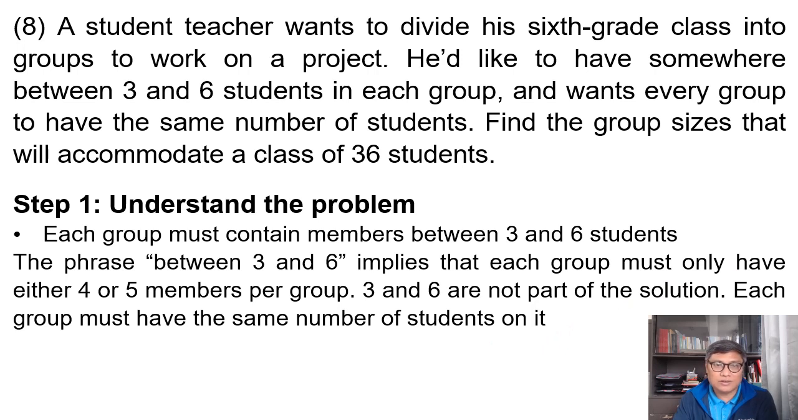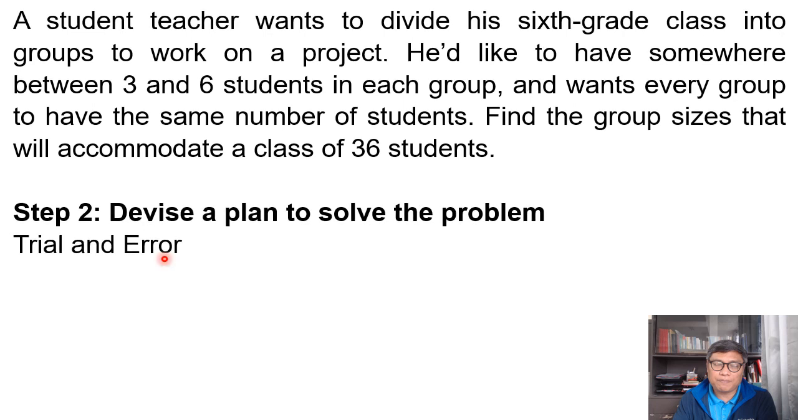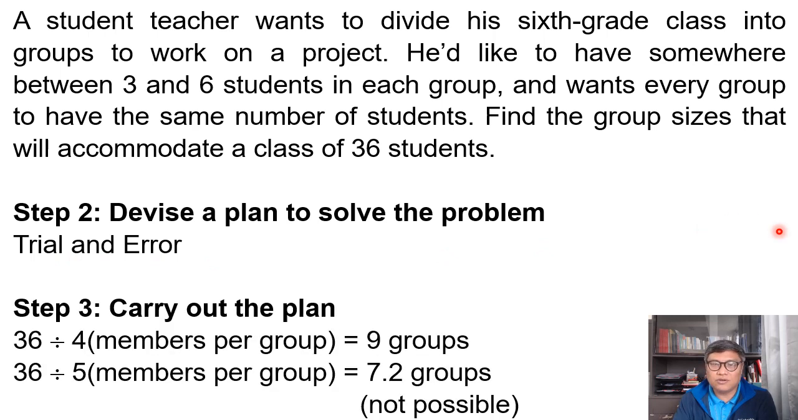So what will be our plan here to solve the problem? We can use trial and error by, of course, dividing 36 into 4 or 5. So we carry out the plan. If I'm going to divide 36 by 4, because there will be 4 members per group, then I will be having 9 groups. If I'm going to divide 36 by 5, because I want 5 members per group, I will be having 7.2 groups.